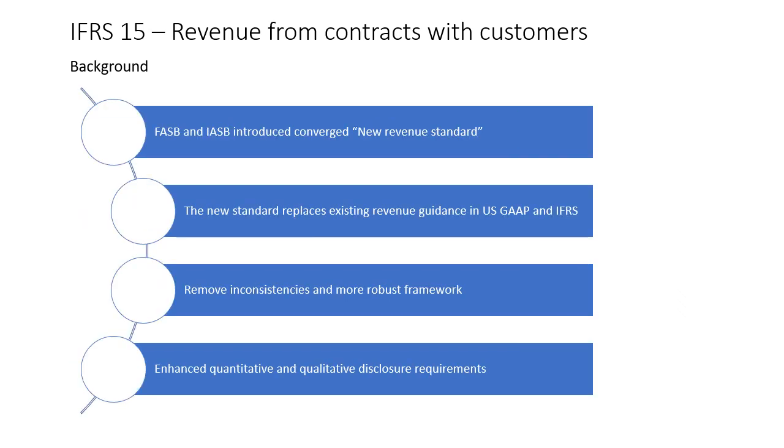FASB and IASB recognized that the current guidance needed improvement. The two organizations came together to develop a converged set of accounting standards. Now, this new standard is relevant across all the industries. The new standard replaces the existing guidance under the US GAAP and IFRS. It removes inconsistencies and provides a more robust framework for addressing revenue issues. There are enhanced disclosure requirements which are both qualitative and quantitative in nature, and these new disclosures provide more useful information to the users of the financials.